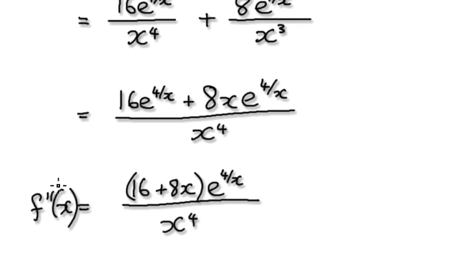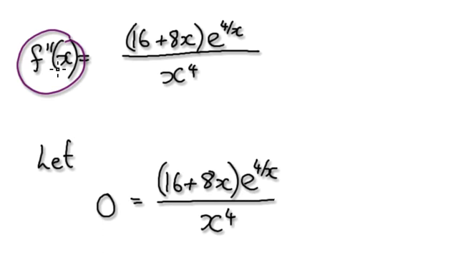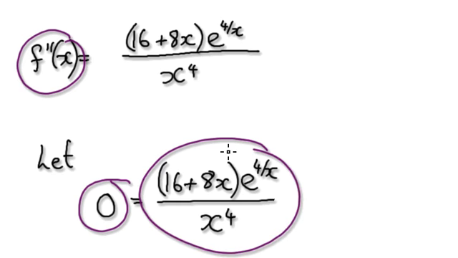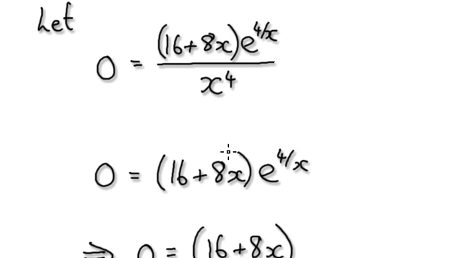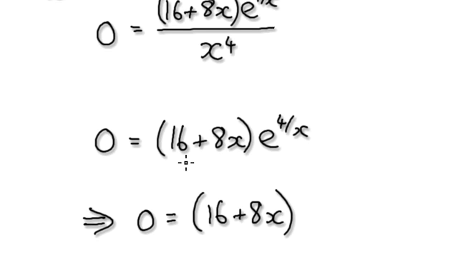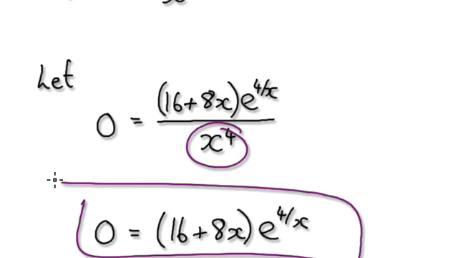So we need to set this to be 0. So find out when the second derivative will be 0. So that's you doing this. Set this to be 0 here, and then try and find out when it would be 0. So looking at this here, find out when f double prime is 0. So times both sides by x to the power 4. That will then give you this.